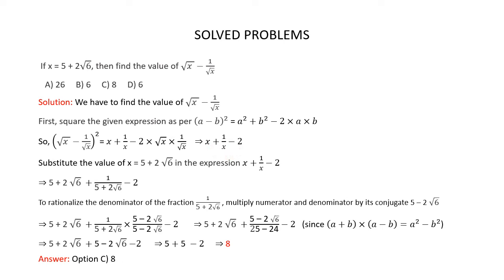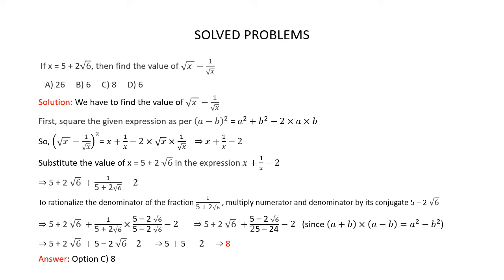Now you know that x is equal to 5 plus 2 root 6. This is given in the question. So substitute the value of x in the expression x plus 1 by x minus 2. So now you will have 5 plus 2 root 6 plus 1 divided by 5 plus 2 root 6, minus 2.